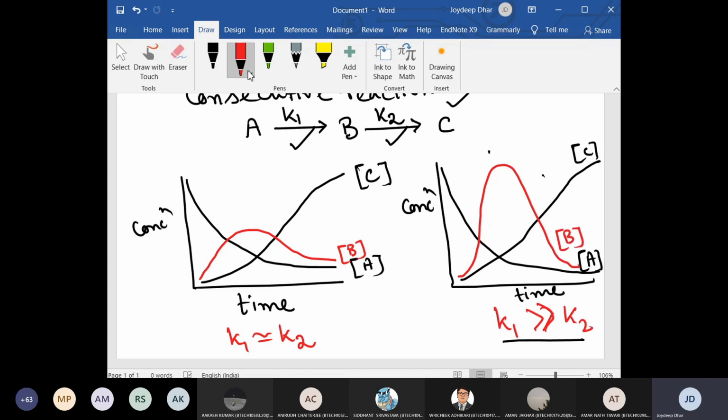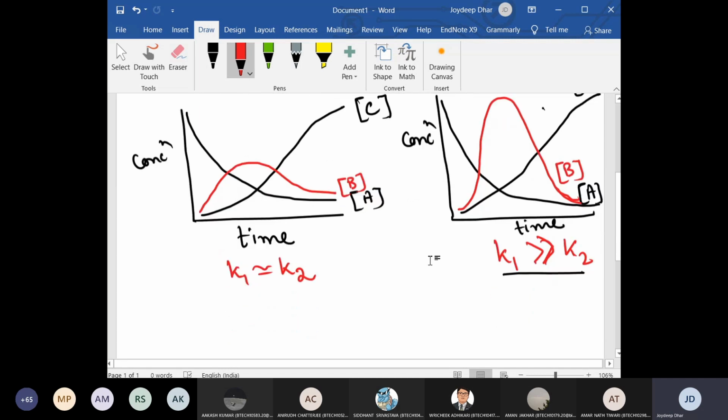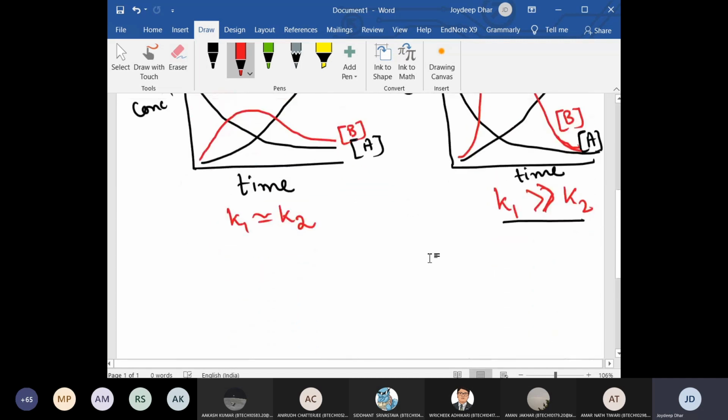You have understood why it is so? Because K1 is much larger than K2. B will form and then, following the first order rate equation, its concentration will fall. And in the third case, when K2 is much larger than K1, I can plot the third graph.